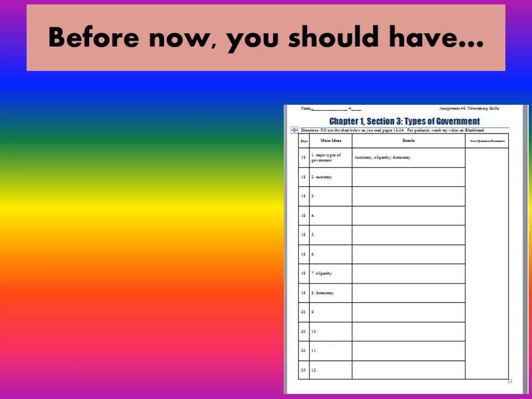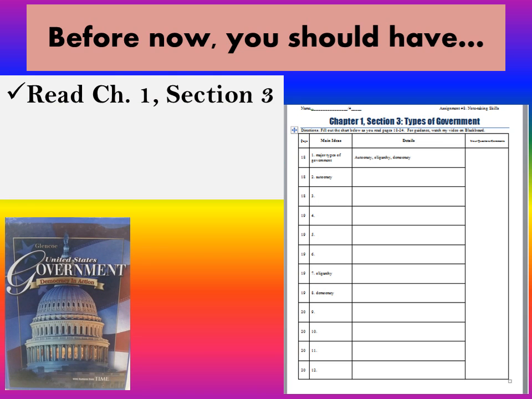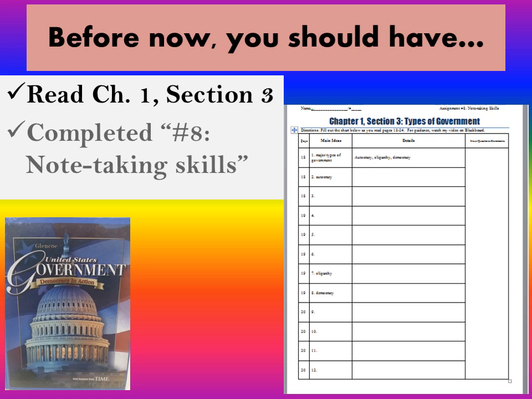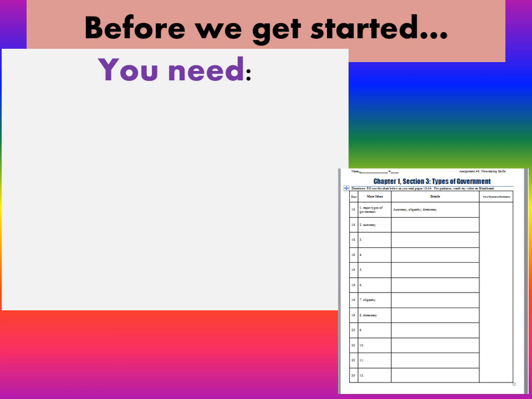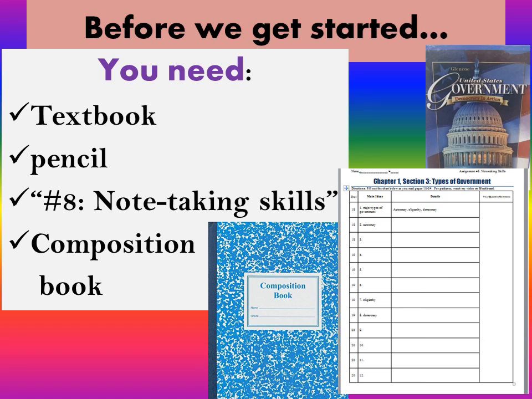Alright guys, today before we start, you need to make sure you have read chapter 1 section 3 in the textbook and that you have completed worksheet number 8, the note-taking skills, which is this section 3 types of government notes page. For today's assignment, you need your textbook, your pencil, the number 8 worksheet, and then your composition book, as we're going to be wrapping up this. You're going to be using your notes, answering questions in your composition book.